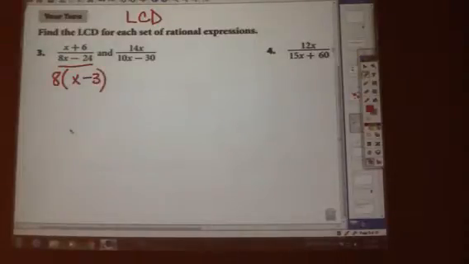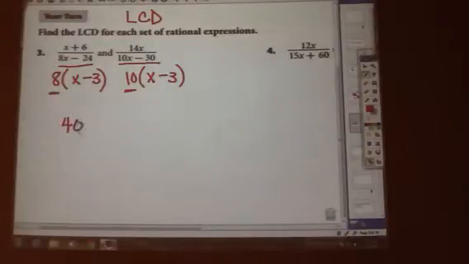X minus 3. What about this denominator? 10. Which would leave me x minus 3. Now, when I have just numbers, I must look at those numbers and find the LCD of those numbers. So what is the least common denominator? What is the smallest number that those two numbers will go into?